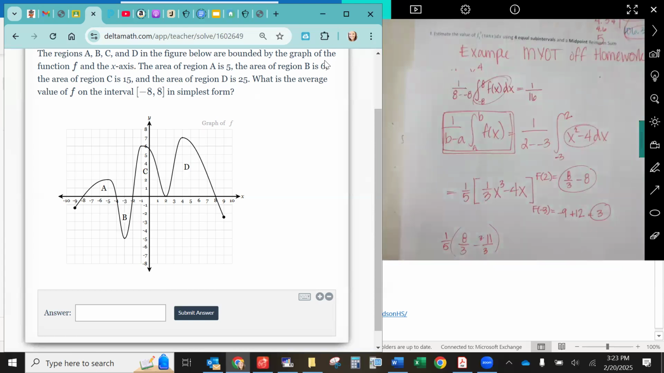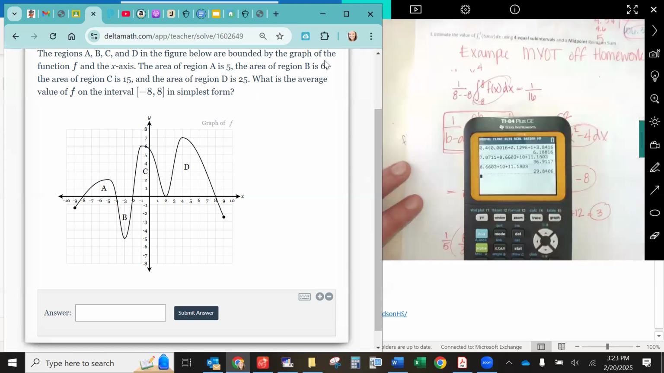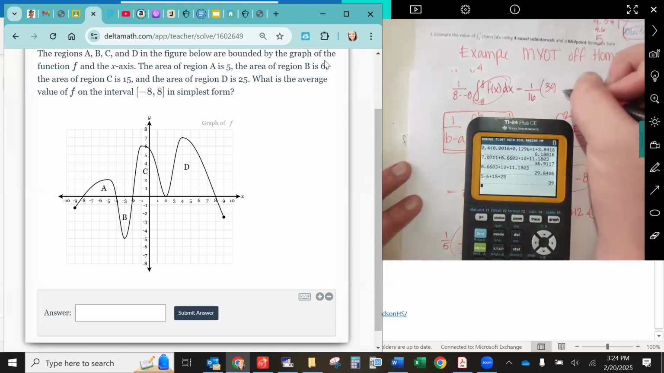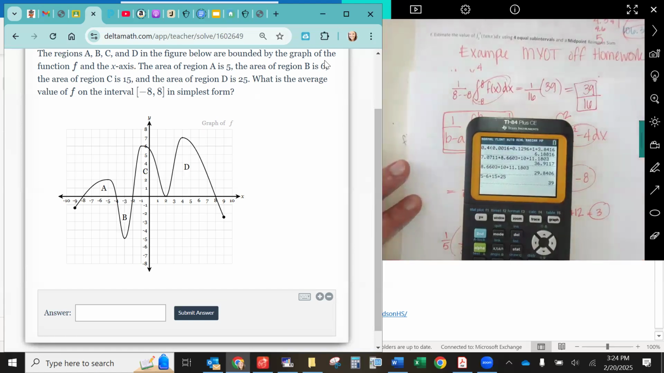You can use a calculator too if you want. So here, let's just add them. We had an area of 5 minus 6 plus 15 plus 25. So my total area is 39. And then I would have to just remember to divide that by 16. So it'd be 39 over 16. And now if this could reduce, you should do it. But if it won't, then you can leave it. Sure.